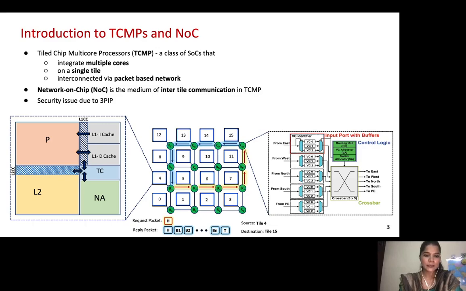This figure represents the architecture of a 4x4 mesh 16 tile TCMP, where each processing element is represented by a purple numbered square connected to routers, and routers in turn are connected to a network to communicate with each other. Each router further has multiple components including routing unit, VC allocator unit, switch allocator unit, and a crossbar.